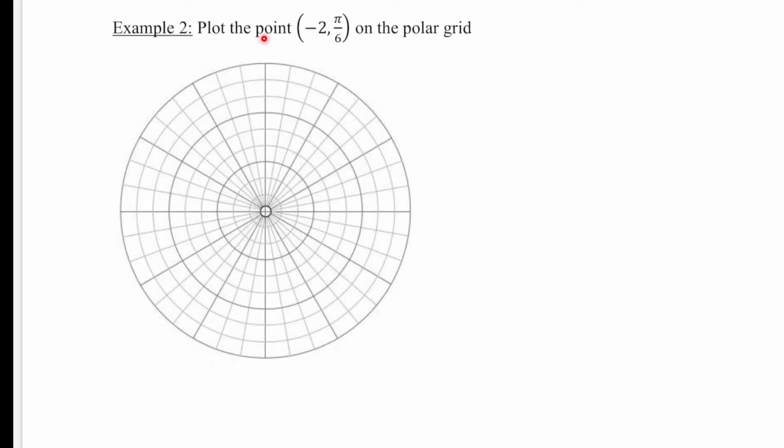Example 2. Plot the point (-2, π/6) on the polar grid. Again, the first thing I'm going to do is draw the vertical axis and horizontal axis and label them. In these polar coordinates, my r is -2. So from the pole, I go to the left 2 units right here. And then I will rotate in the counterclockwise direction π over 6. This point right here.